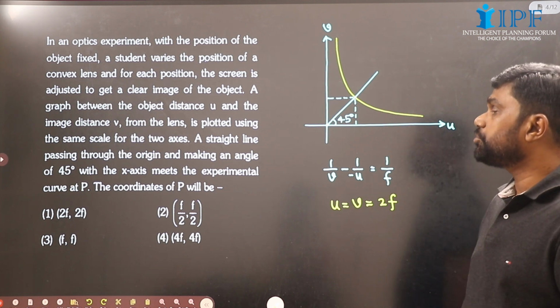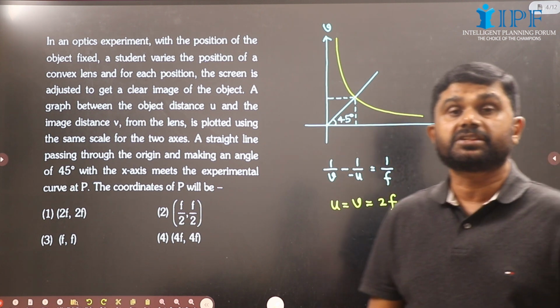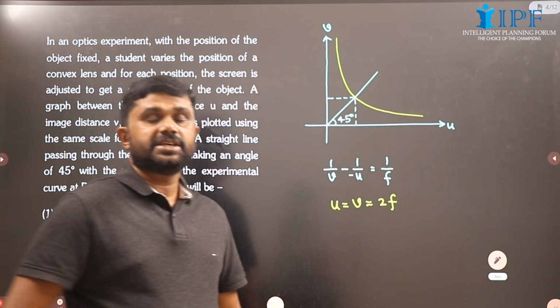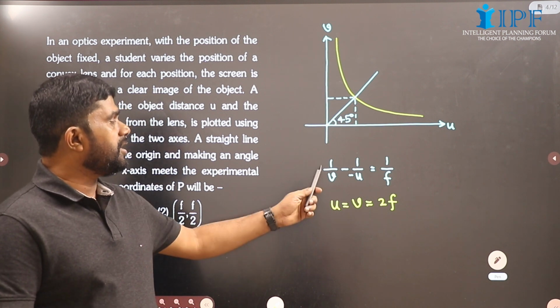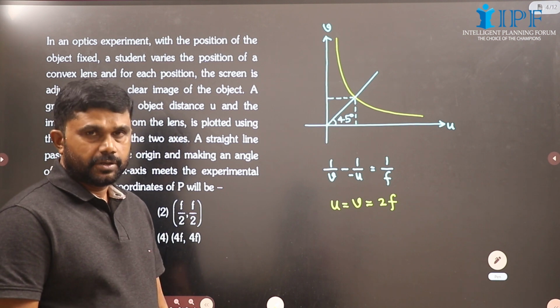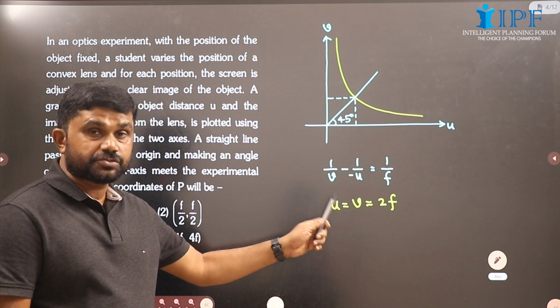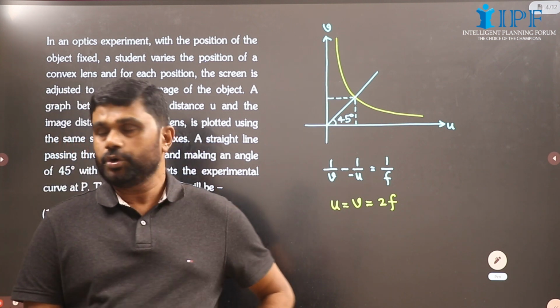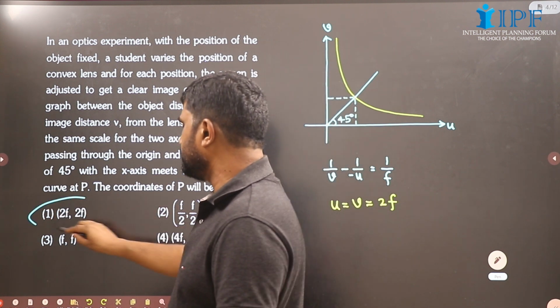The coordinates of P will be, see, this is 1 by V minus 1 by U equal to 1 by F, the thin lens formula. See, in this case, U is negative, V is positive. So 1 by V minus 1 by U, then 1 by F. Okay, and suppose if U and V are equal, each will be equal to 2F. So for this point, see, the coordinates are 2F and 2F, this one.